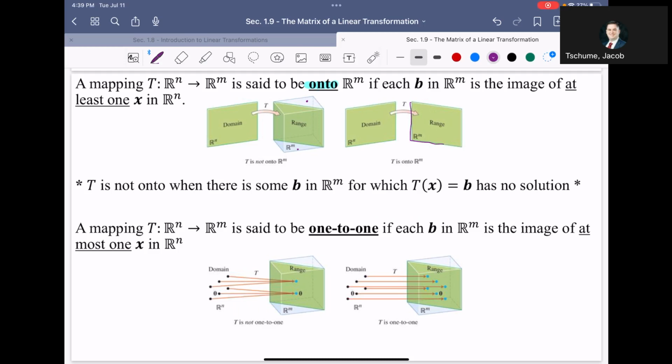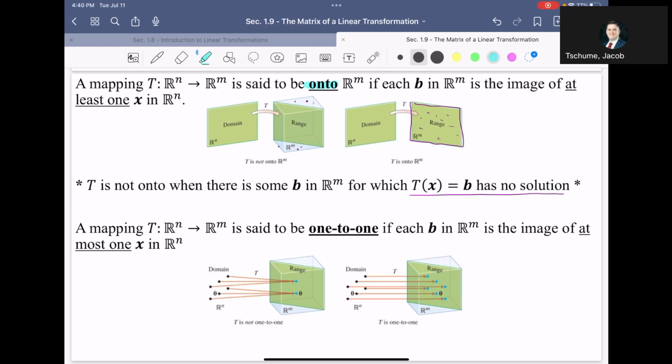Everything over here, if I pick any point or any vector in this range, you will get back to the domain. Over here, remember, there are plenty of spots that are part of the codomain, but not part of the range. Another way you can think of it is that T will be not onto when there is some b in the final dimension for which T(x) = b has no solution. So if there is a b in the final dimension for which you get an inconsistent solution, that's another way to verify not onto.